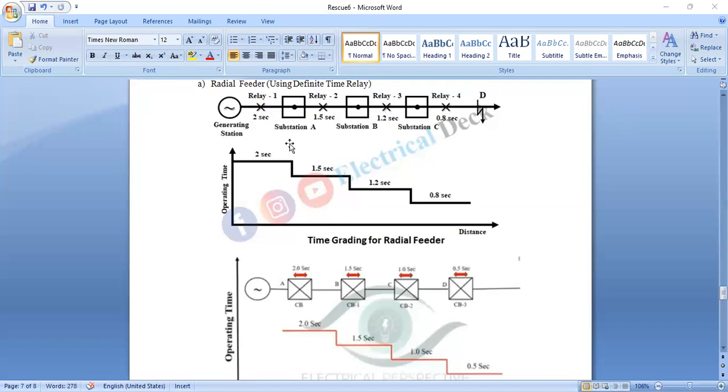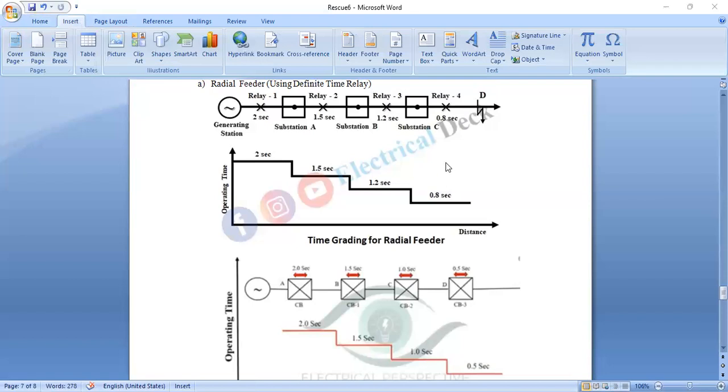Ideally the operating time should be less for a larger amount of fault current, and if the feeder has a large length and more sections, this condition cannot be satisfied. So the time graded principle is applicable where the impedance between the substations is low and the feeder length is less.